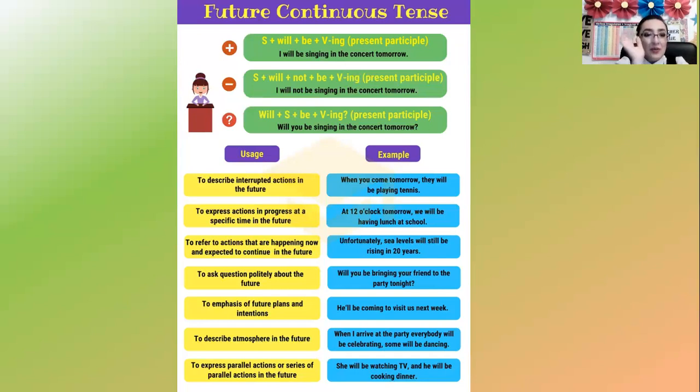Well, another way where you are going to be using will be ing: if you want to ask questions politely about the future. For example, will you be bringing your friends to the party tonight? It is something that is going to be happening in the future, but you want to sound pretty polite. Will you be helping me to prepare the dinner tonight? Instead of saying, are you going to be helping me?